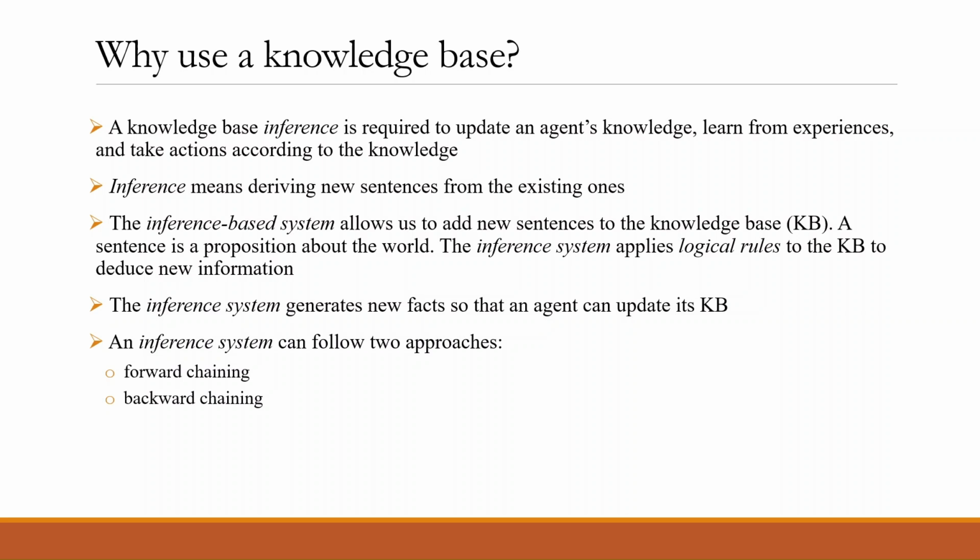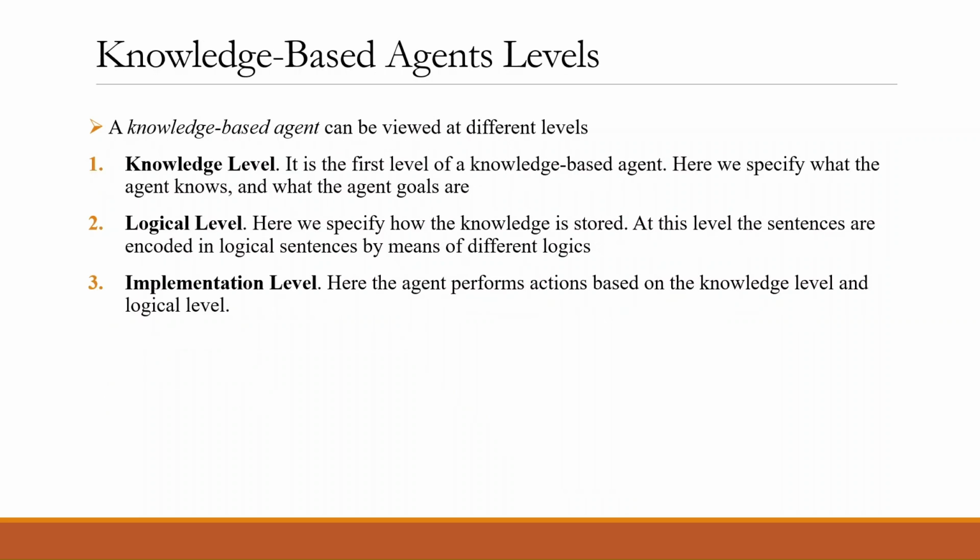A sentence is a proposition about the world. The inference system applies logical rules to the knowledge base to deduce new information. The inference system generates new facts so that an agent can update its knowledge base. Basically, an inference system can follow two approaches. We have on one hand forward chaining, and on the other hand we have backward chaining.